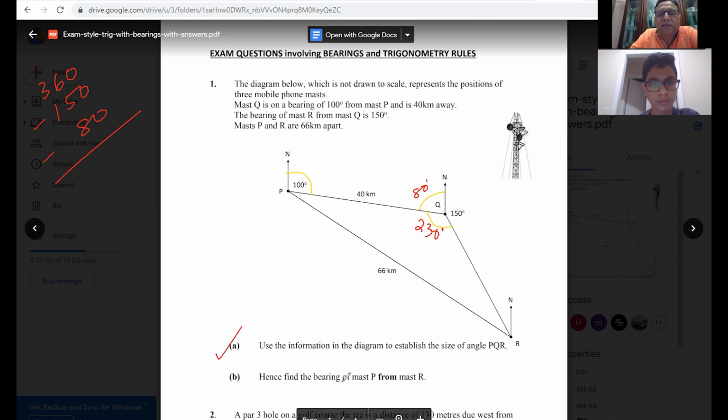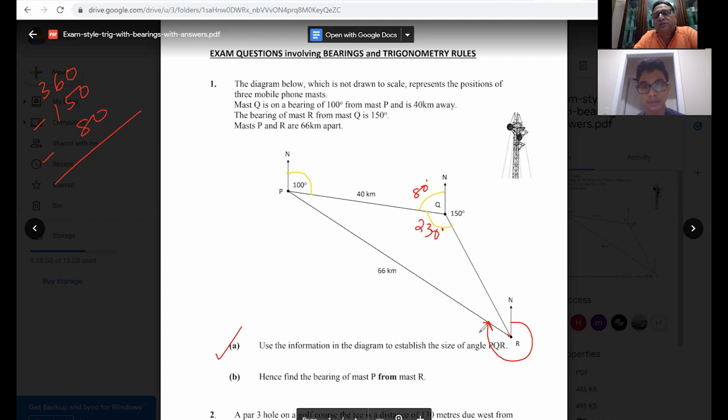Second, hence find the bearing of mast P from R. So from R, we have to find the bearing of P. Correct? Right. So that means from R, bearing of P will be this angle. Do you understand? We are interested in this angle. It's always from north. Okay. So that is the angle you want to know.